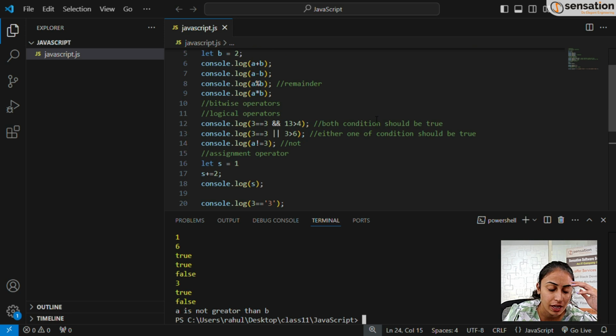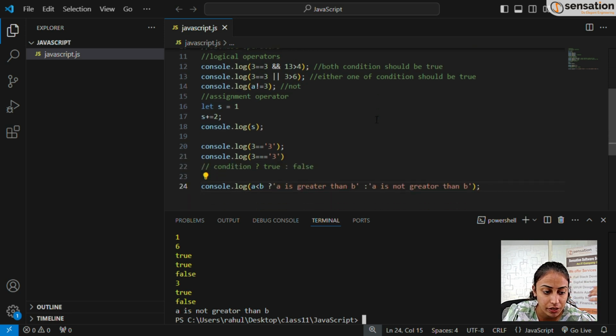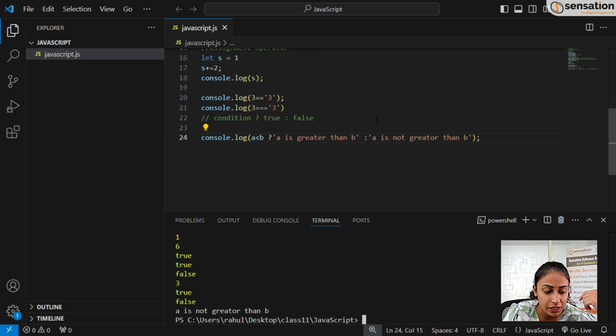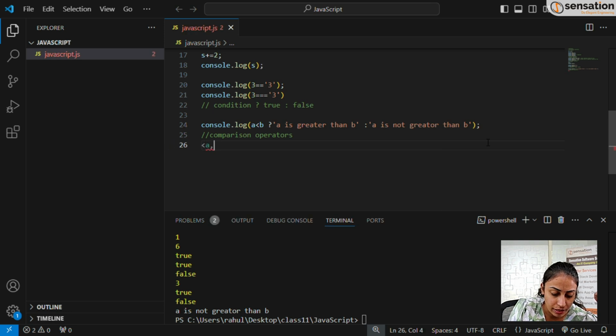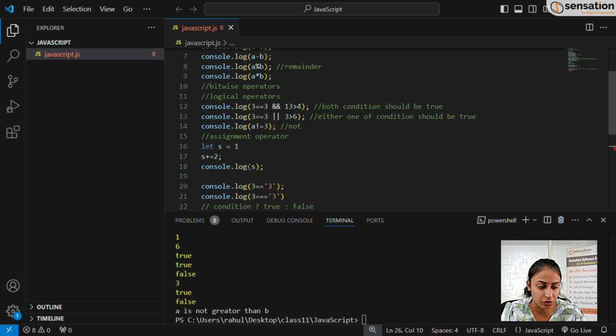So we have arithmetic operators, logical operators, and ternary operators. We also have comparison operators, that are greater than, less than, greater than or equal to, and less than or equal to. This includes the comparison operators.